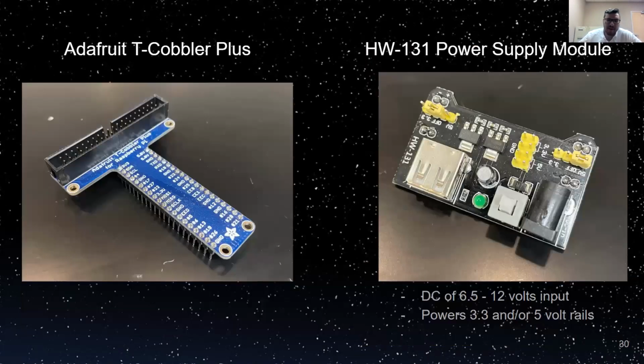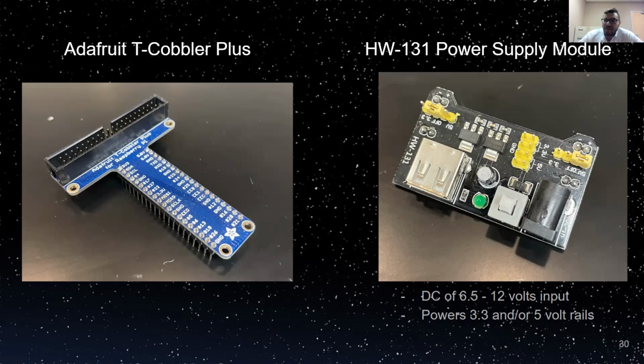The Adafruit T-Cobbler is used to hook up to our solderless breadboard and allows us to wire to this T-Cobbler and then, through a 40-pin GPIO ribbon cable, connect to our Raspberry Pi.